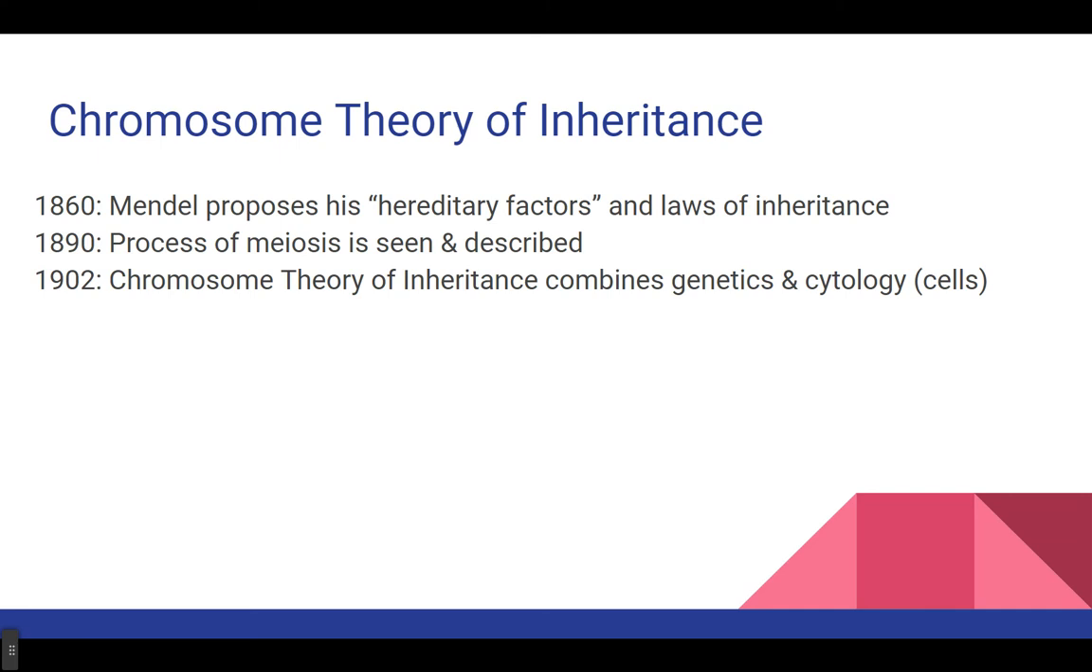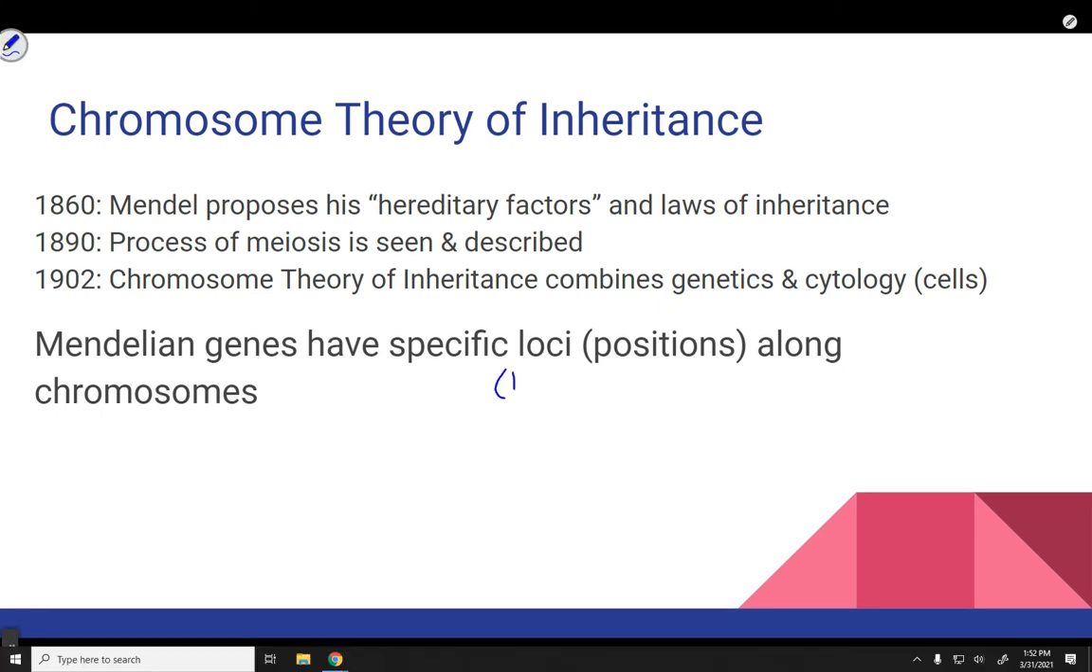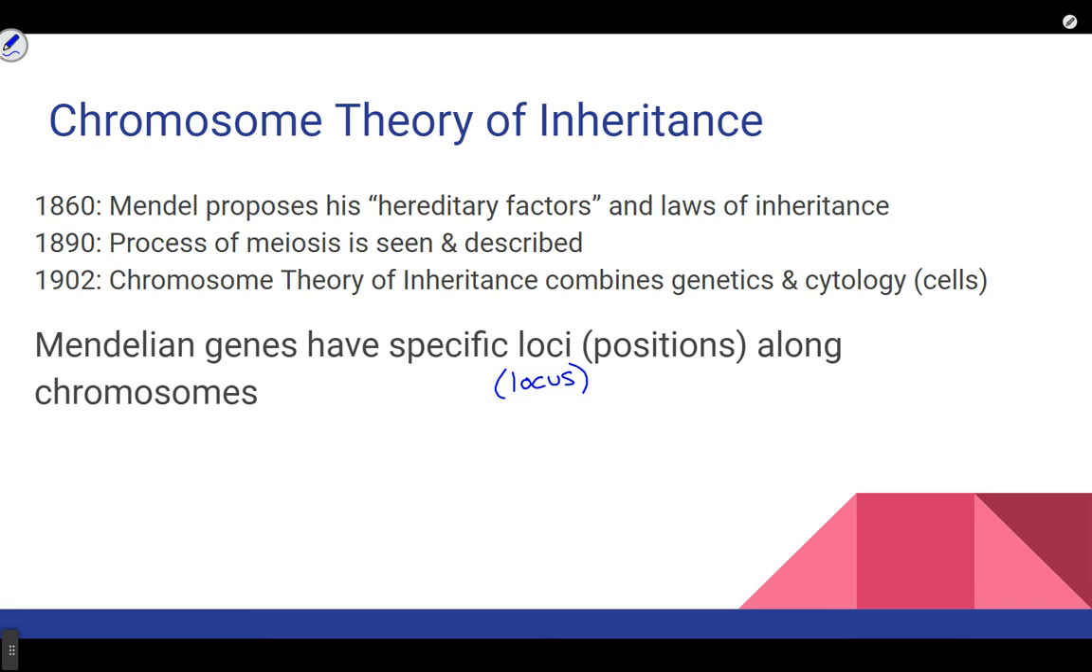And so that's where they started putting this together to figure out that Mendelian genes, what he had talked about as his hereditary factors, have specific loci. The singular of this word, because you might see it a lot, is a locus. It means a position. It's the same root word as location. So if you think of the word location when you see those words, that might help you remember. So Mendelian genes have specific loci or locations along a chromosome.